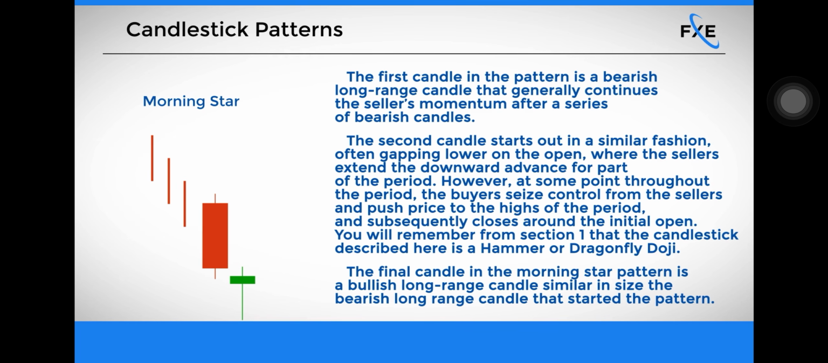You will remember from section 1 that the candlestick described here is a hammer or a dragonfly doji. The final candle in the morning star pattern is a bullish long-range candle similar in size to the bearish long-range candle that started the pattern.